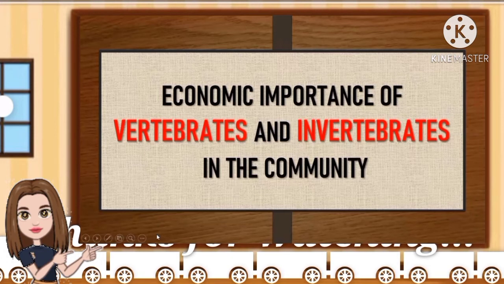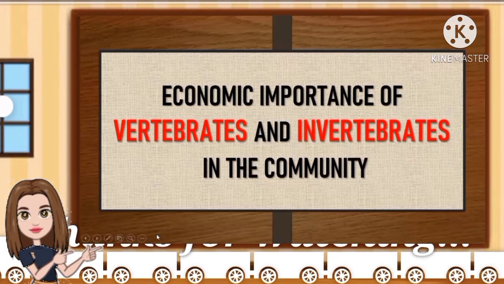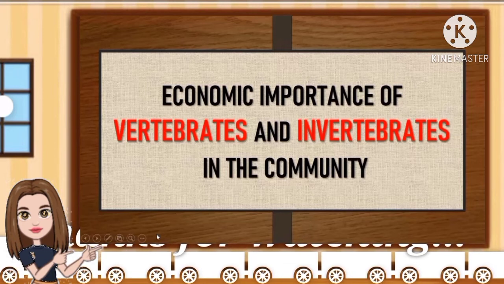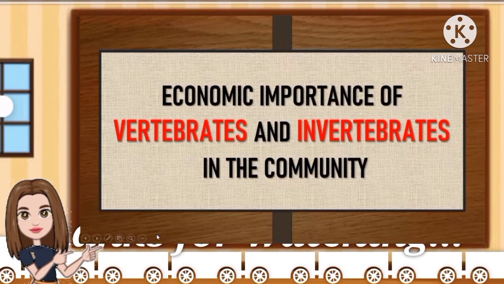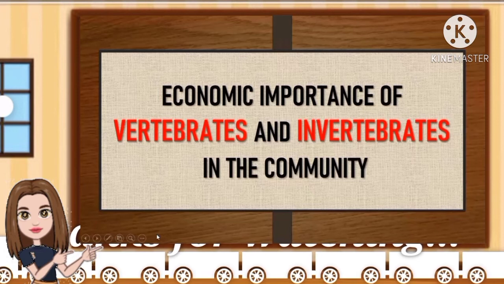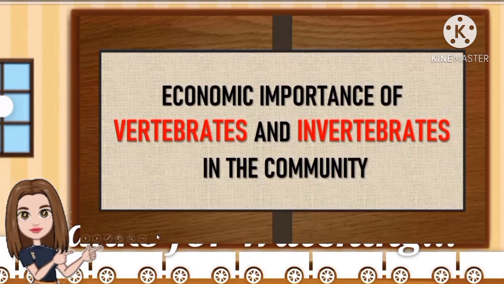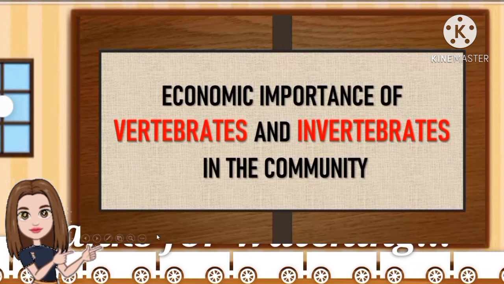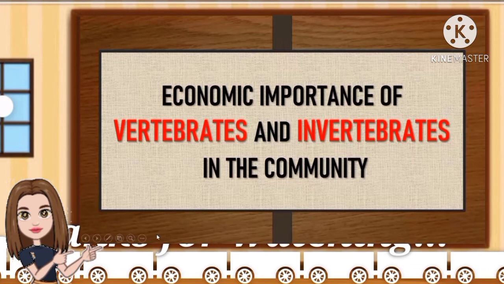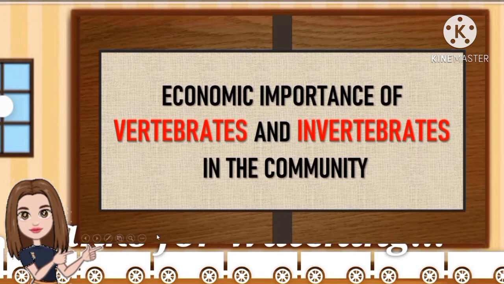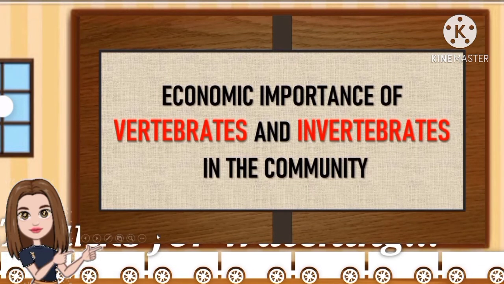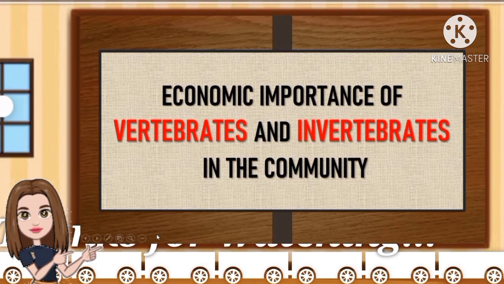Animals are very distinct groups of organisms. They are the most abundant living things. Many kinds of animals live around you. They get food, build homes, and feed their young. Animals are very useful to man. They are considered as the major source of food. Animals are good helpers and pets. Let us find out the other animals with economic importance.